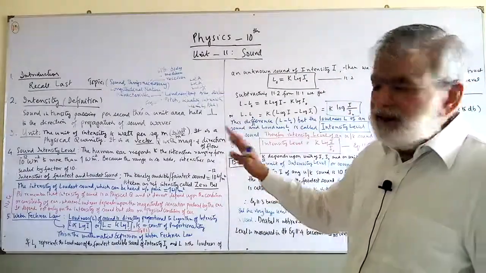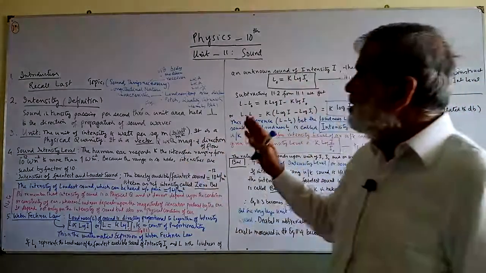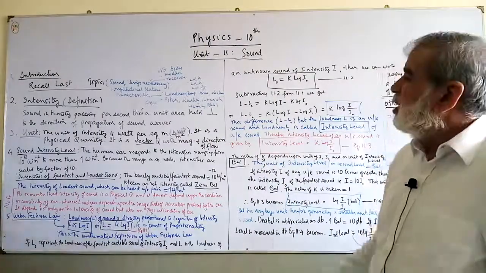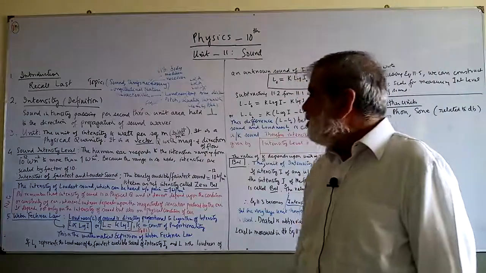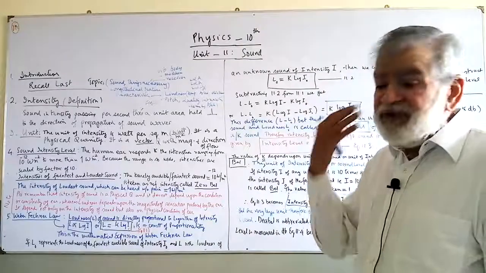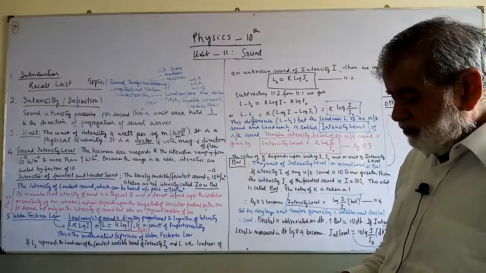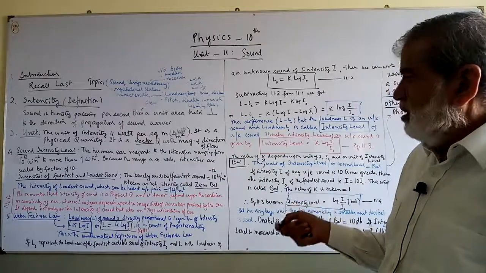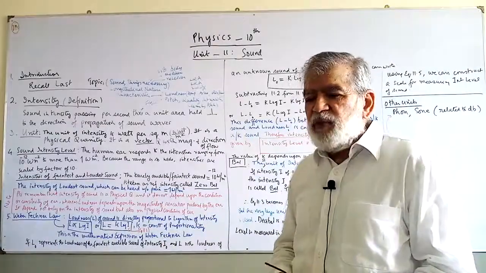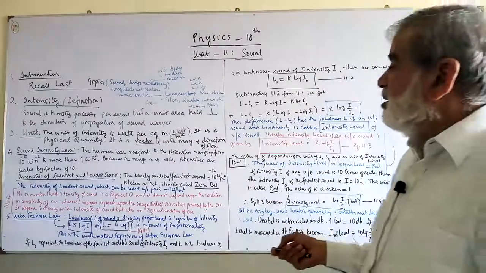The definition of intensity is the sound energy passing per second through a unit area held perpendicular to the direction of propagation of sound. It is a vector quantity, and it is a physical quantity. The unit of intensity is watt per meter square. Sound intensity level: the human ear has a very large range in which it can listen to sounds, from the least audible to the maximum sound it can hear.